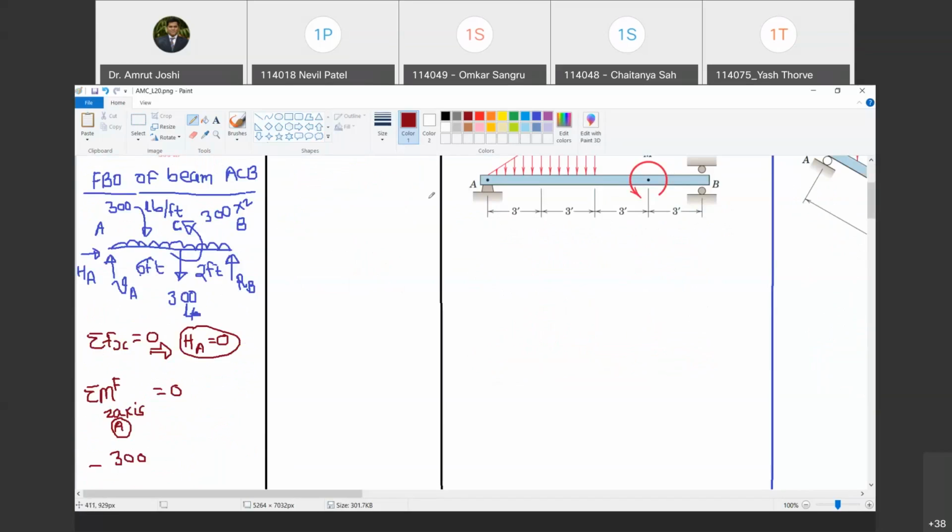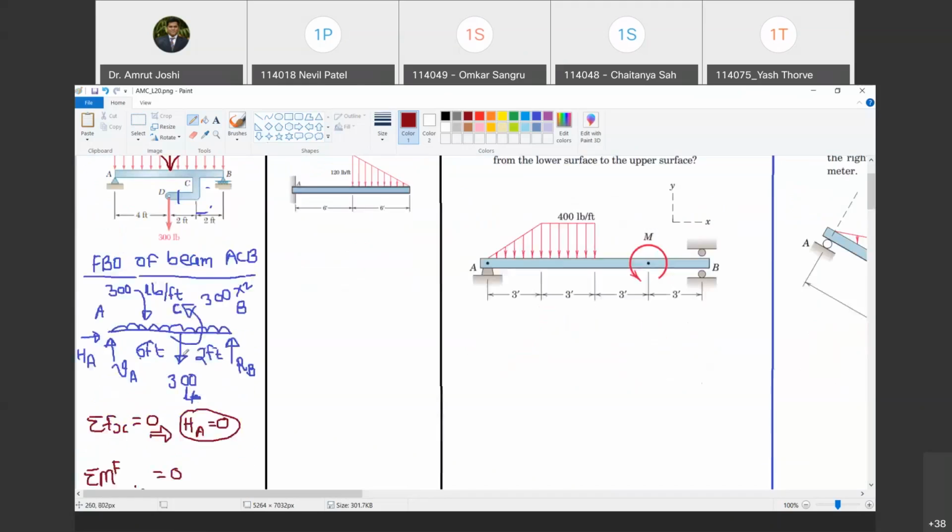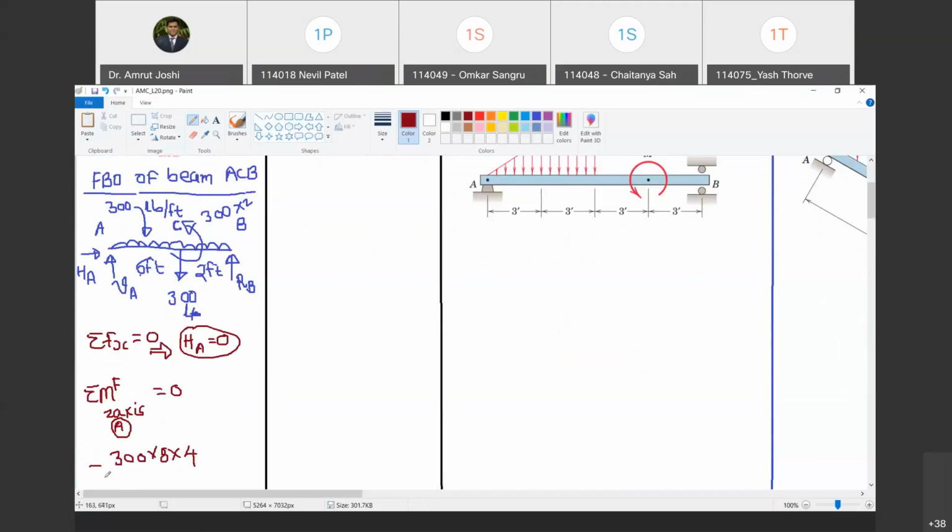into 8. Are you with me? Multiplied by 4. Happy? So this is clockwise. Now what else? There is a 300-pound force sitting at a distance of 6 feet. Do you agree with me? Yes, sir. What is its moment now? 300 multiplied by 6. It is also clockwise. Do you agree with me? Yes, sir.